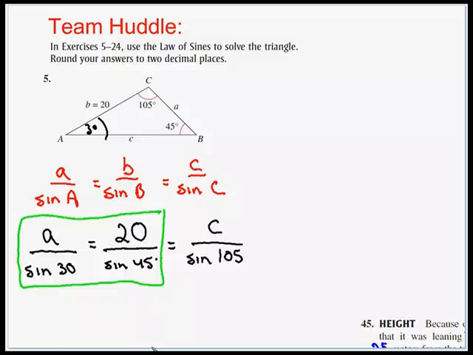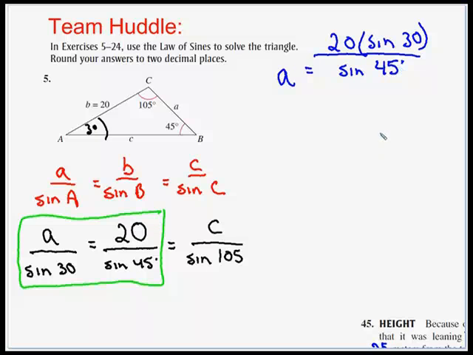Let's focus in here first. Cross multiply and solve for A. So when it's all said and done, A is equal to 20 times the sine of 30 divided by sine of 45. If your calculator is giving you bad answers, the first thing I check is the mode. Make sure you are in degree mode and not radian mode. So when we punch that in the calculator, we get A is approximately 14.14. And they didn't give us any kind of units, feet or miles or whatever, so it's just 14.14.